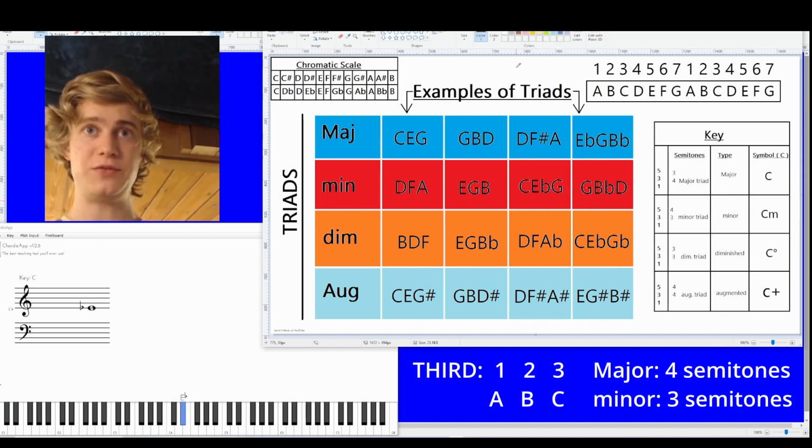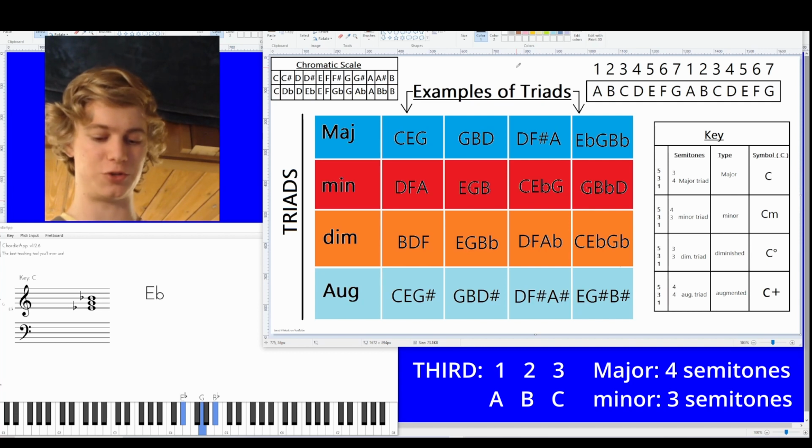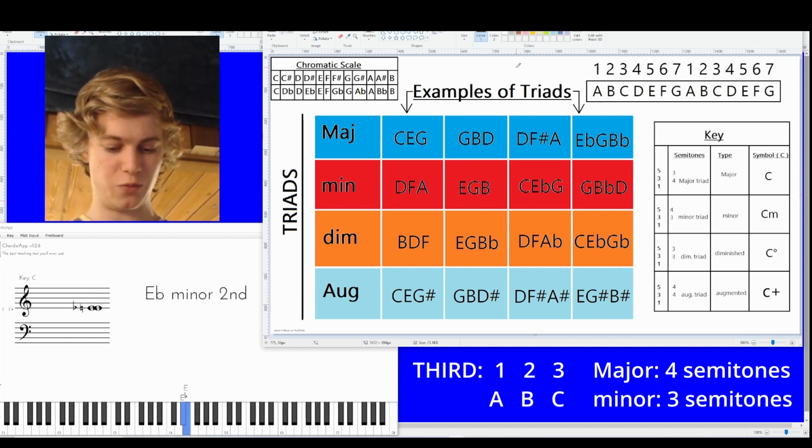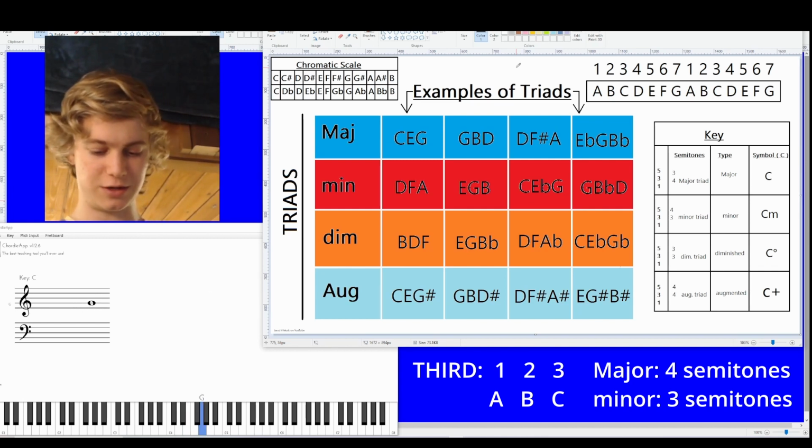Now we're going to have E flat, G, and B flat, which is going to make an E flat major triad, but it's just the same thing, just using some different notes here. We're going to have a 1, 2, 3, 4 from the first note to the second note, and then from the second note to the third note, a 1, 2, 3.